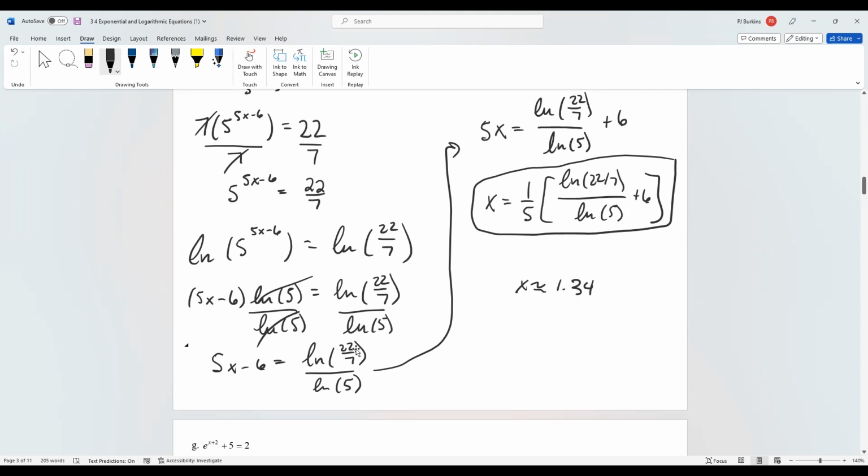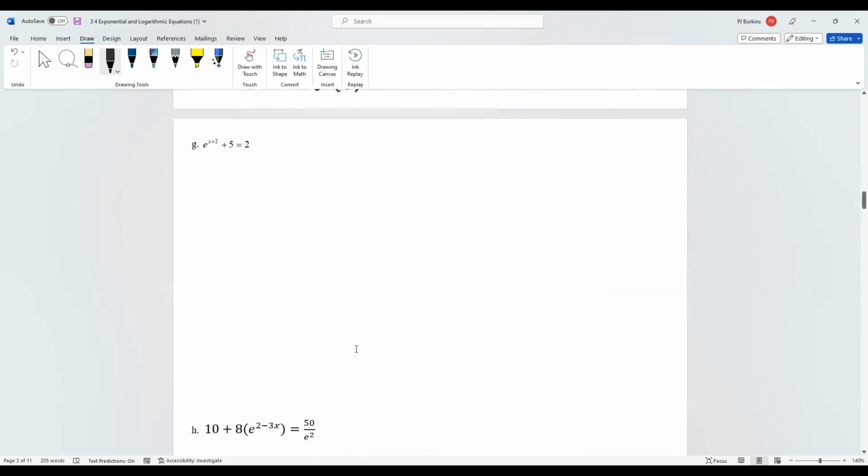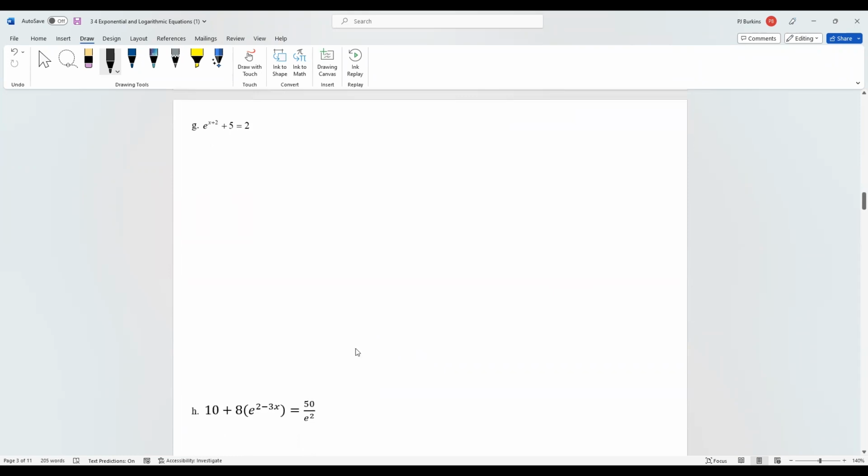All right. Let's continue. Now here we have base e. So in this case, we are definitely going to want to use natural log because natural log and e to a power are inverse functions. So first thing, let's get e to the power by itself. So let's subtract 5 on both sides. So I get e to the x plus 2 is equal to -3.